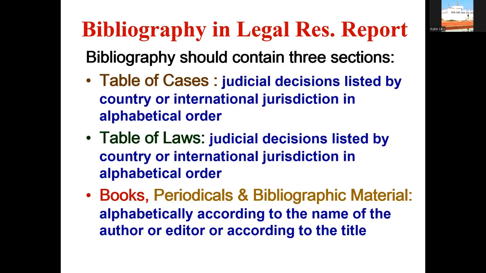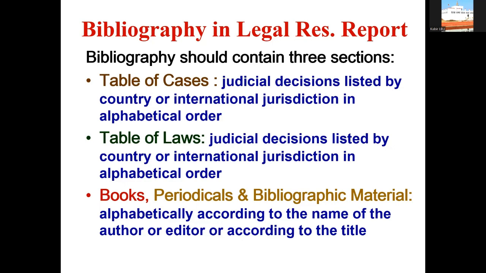So there are some bibliography styles of giving references in our research report also. Whenever we are giving a project report or a research report, not only in a thesis or dissertation or research paper, but if we have any report related to our research project, then it can also be put like this. So first of all, the bibliography in the research report can be given as table of cases, table of laws, then books, periodicals, and bibliographic materials. In the table of cases, judicial decisions are listed by country or international jurisdictions in alphabetical order.